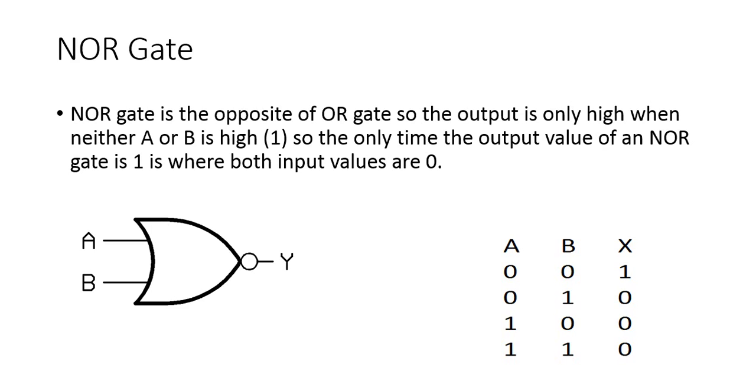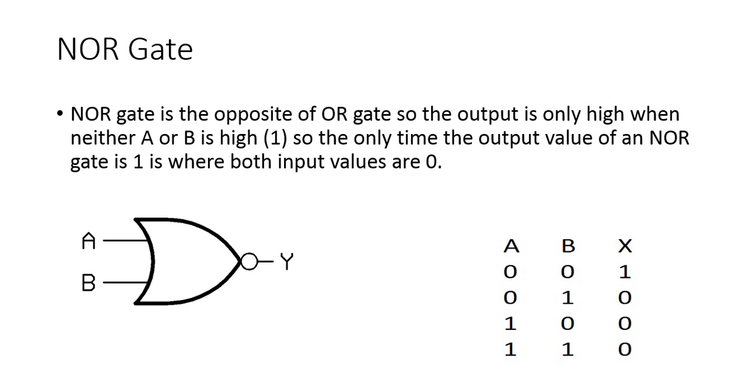Now initially, with the OR gate, every value was true apart from when both of the input values were false. Since that's the case, it's going to switch around and be the complete opposite. So when both input values are 0, it's going to be 1, and when the input values are anything else, it's going to be 0, because that's the opposite of the OR gate.